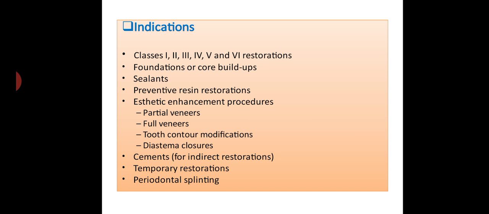Now, indications: class 1, 2, 3, 4, 5 and 6 restorations, foundation or core build-up, sealants, preventive resin restoration, esthetic enhancement procedures, partial or full veneers, tooth contour modification, diastema closures, cements for indirect restorations, temporary restoration, periodontal splinting.